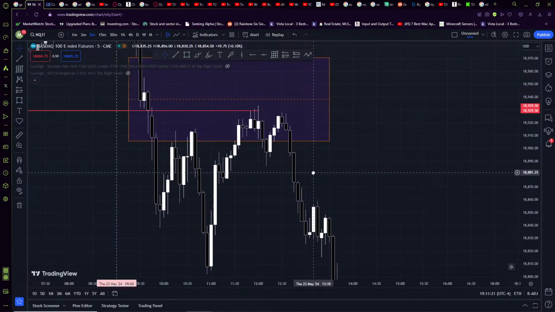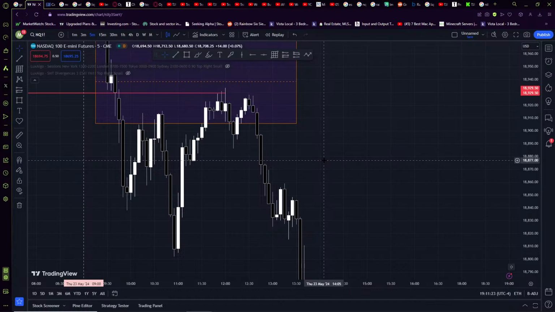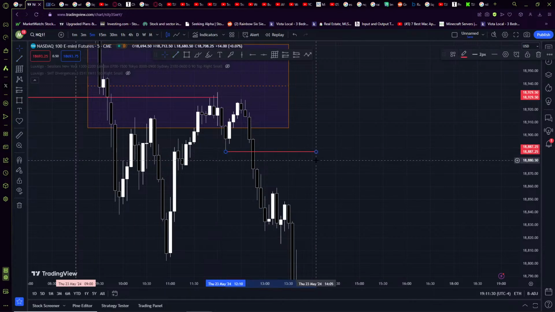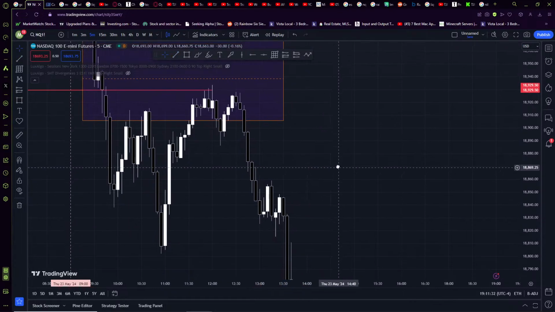Alright, wait. What do we do again? Sweep again, liquidity. Break downside. Structure shift. Structure shift.